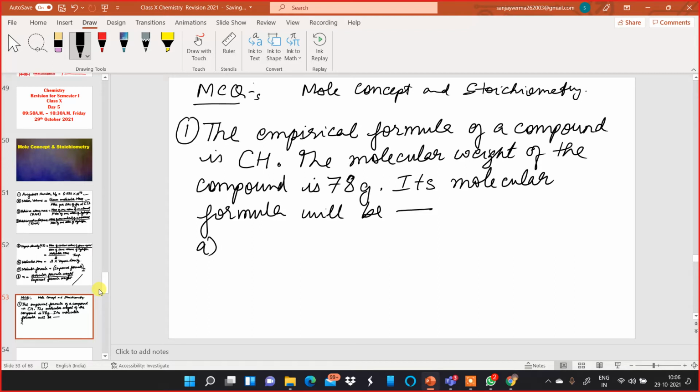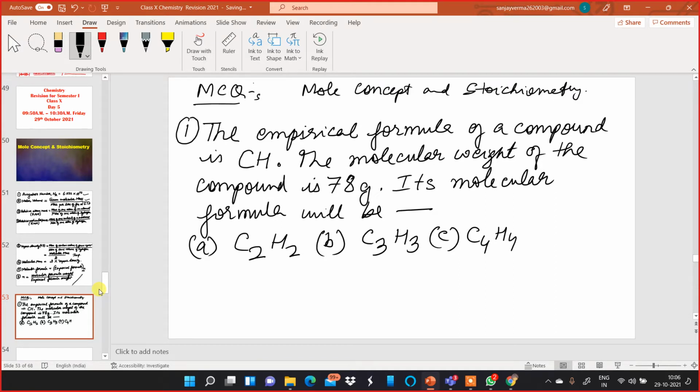First option number A, it is given C2H2. Option number B is given C3H3. Option number C is given C4H4. Option number D is given C6H6.